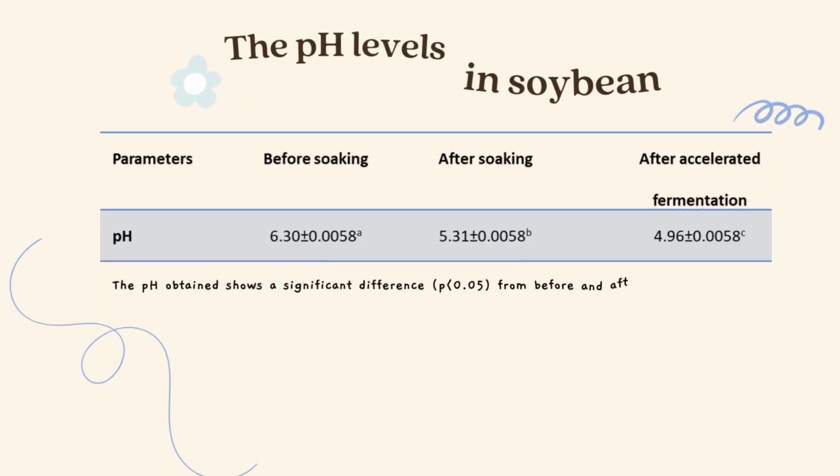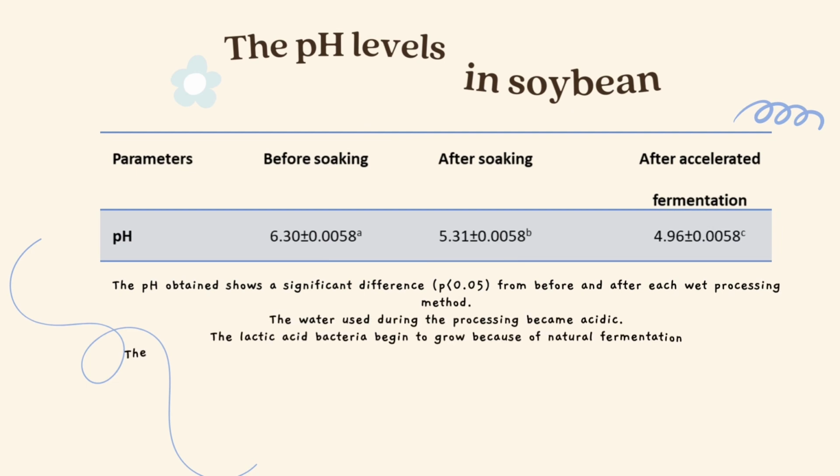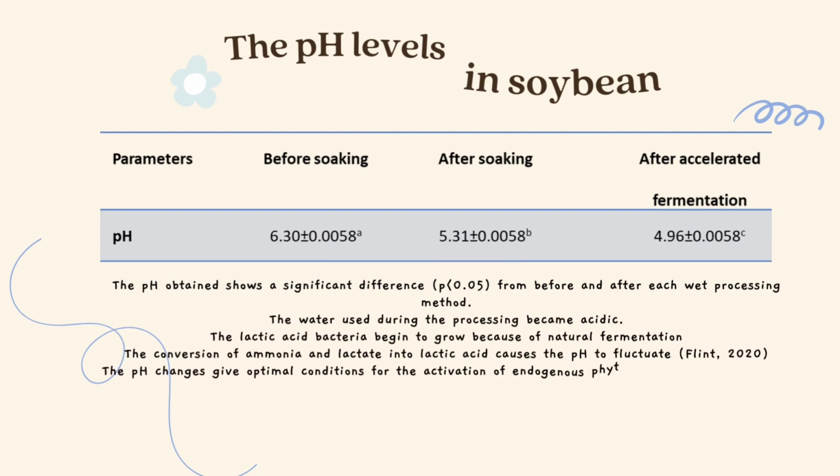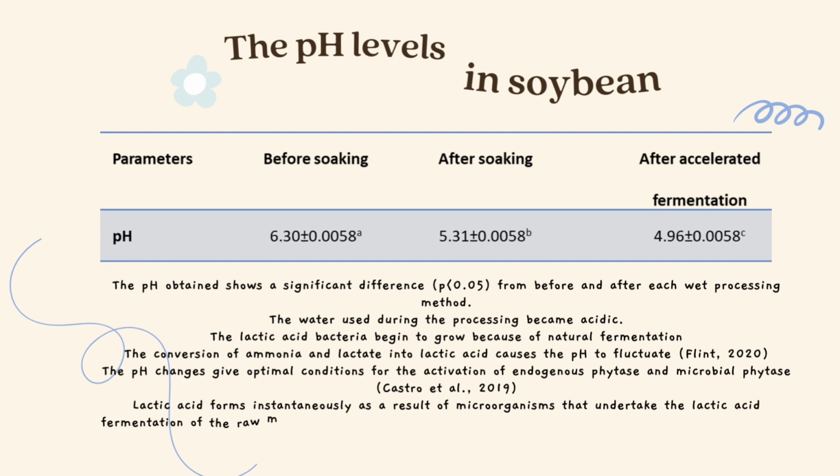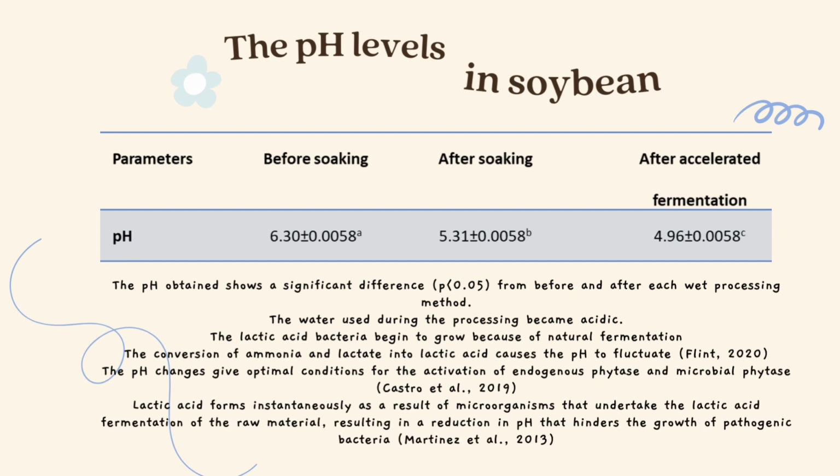I will start with discussing the pH level in the soybean samples from before soaking, after soaking, and after accelerated fermentation. As can be seen from the slide, the pH levels in the sample from before soaking, after soaking, and after accelerated fermentation show a significant difference before and after each wet processing method. The water used also became more and more acidic. Before soaking, the sample's pH was 6.30. After soaking, it is 5.31.